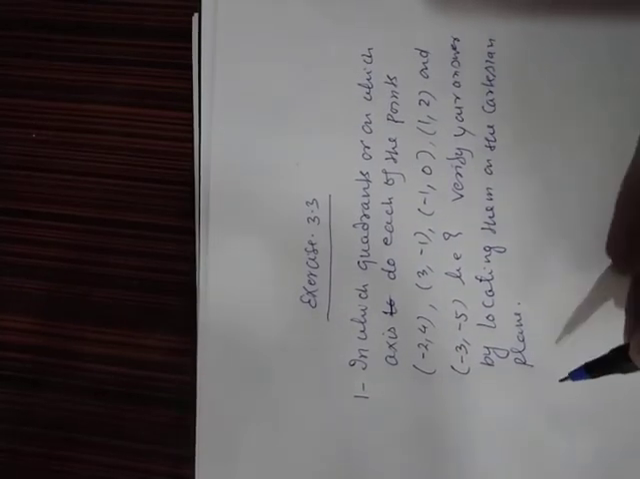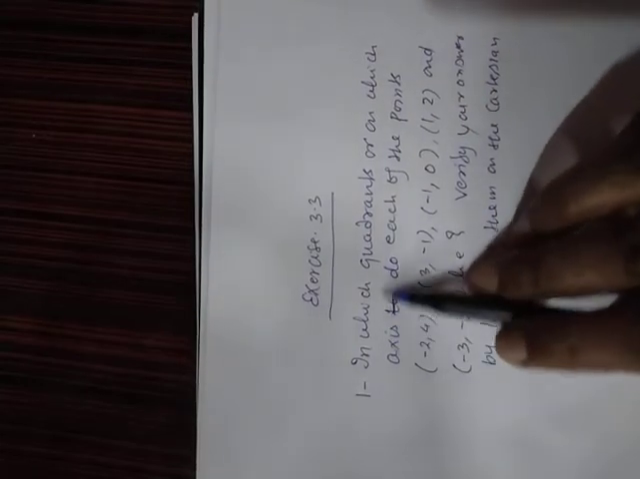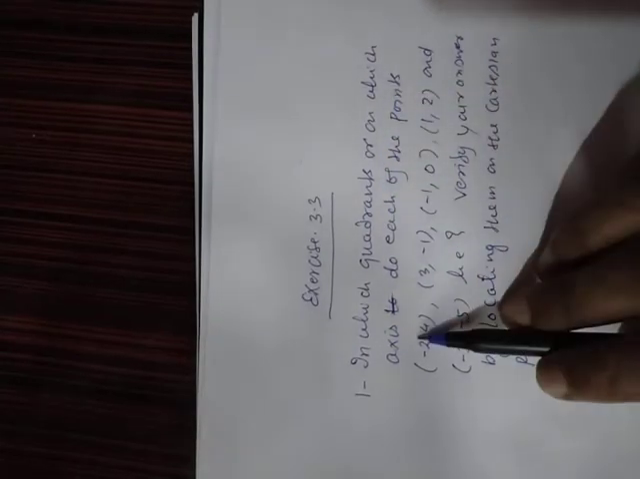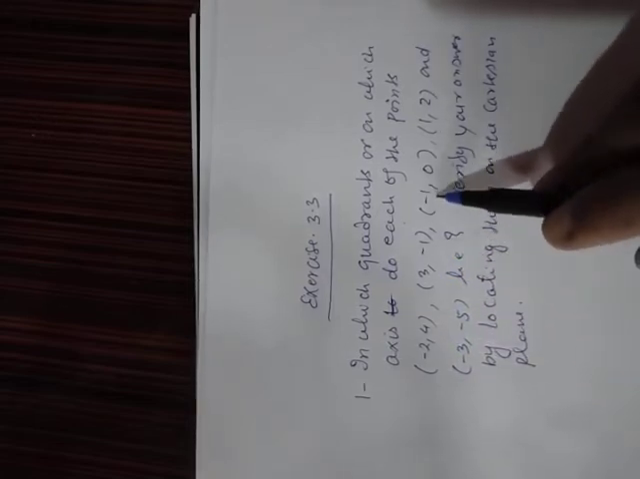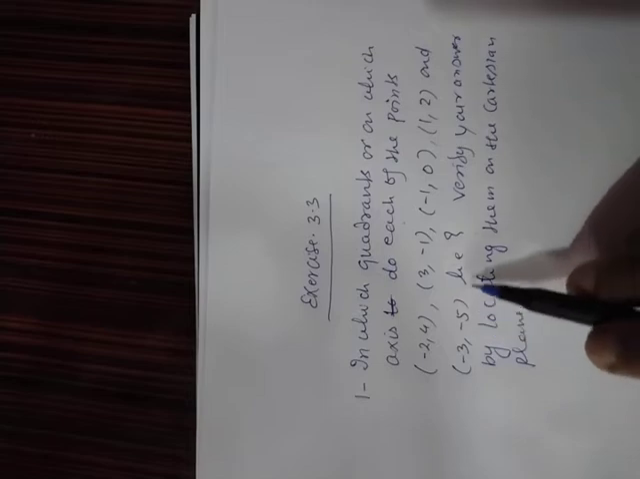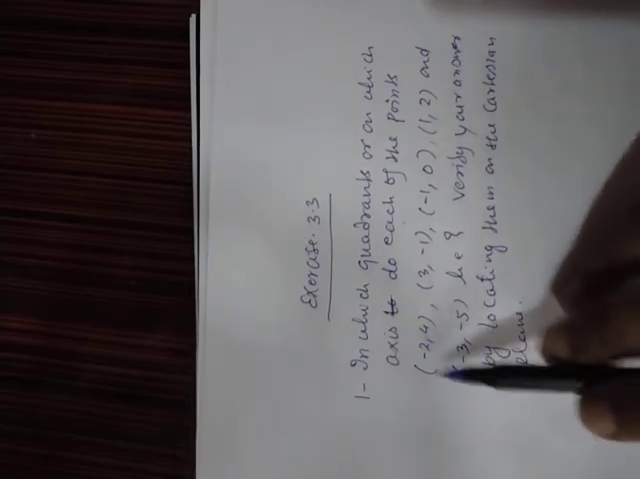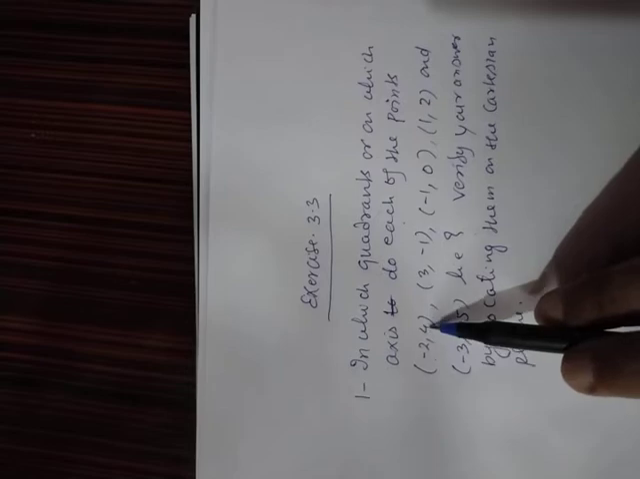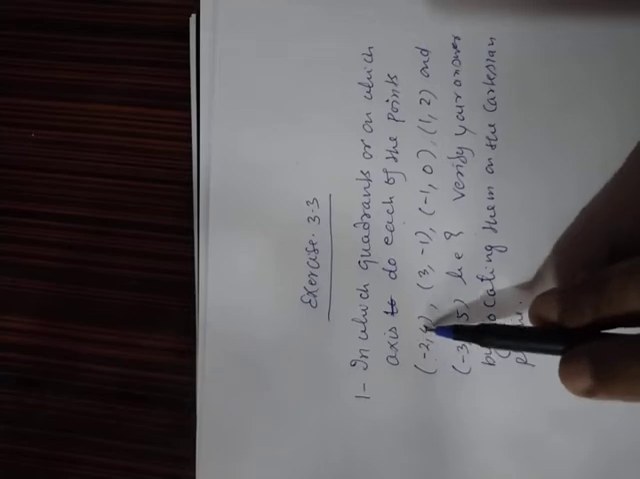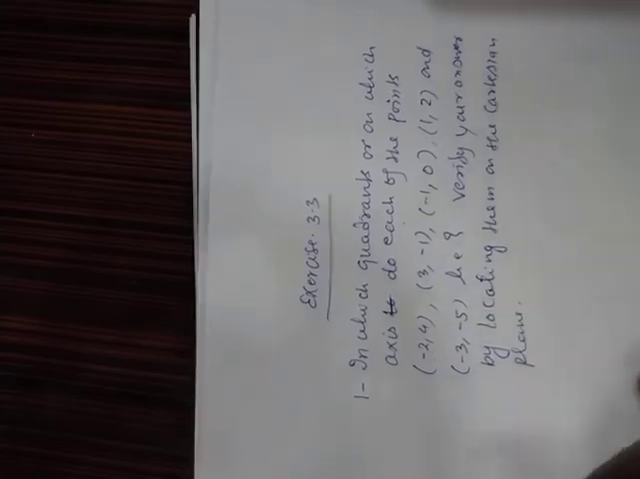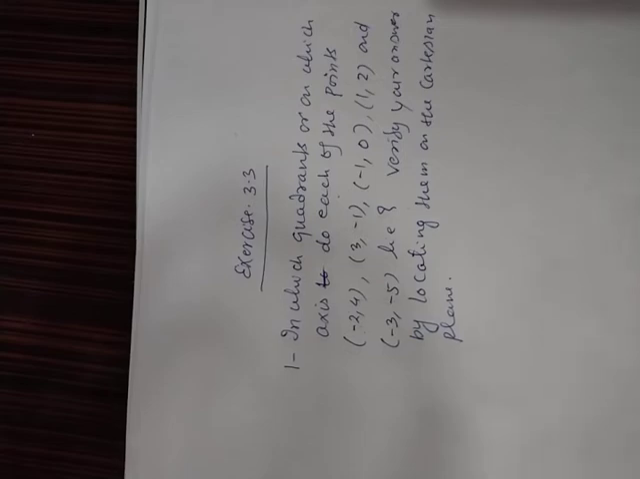Student, I think you have read the question with me. In which quadrants or on which axis do each of the points (-2, 4), (3, -1), (-1, 0), (1, 2) and (-3, -5) lie? Student, to know coordinates means the value of abscissa and value of ordinate. This is the value of x and this is the value of y. So there is a need of x axis and y axis and the quadrants.